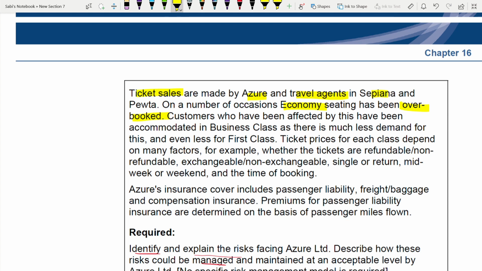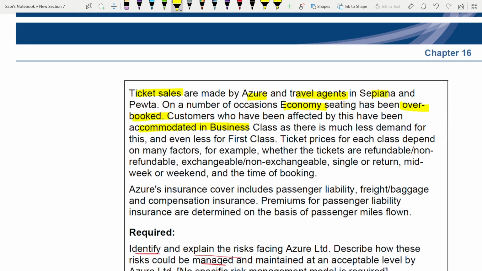So what should they do? How did they overcome it? They accommodated some of them in the business class as a result, because there is much less demand for business, and even less demand for first class. Also, the ticket prices depend on many factors, for example, whether tickets are refundable or not, exchangeable or not, single ticket or return ticket, midweek or in the weekend, and the time of the booking.